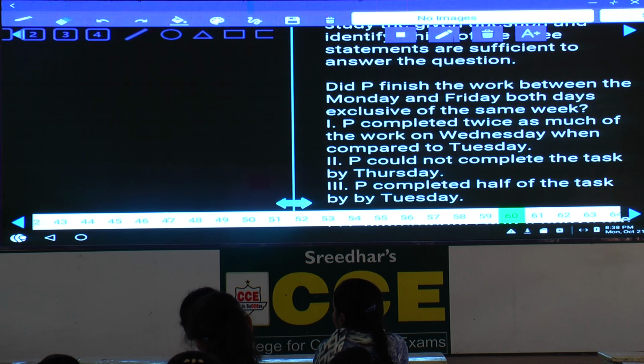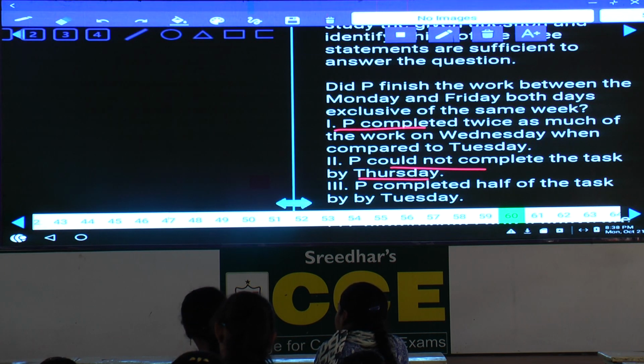Now condition number 1: P completed twice as much of the work on Wednesday when compared to Tuesday. Second, P could not complete the task by Thursday. He said the work was not finished by Thursday.